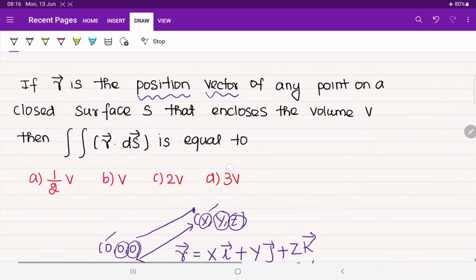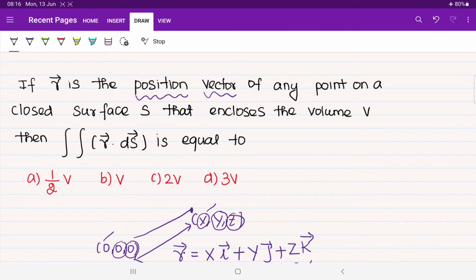Now we have some idea what a position vector is. The position vector of any point on a closed surface encloses the volume. Since it is a surface integral, that is a double integration. Line integration means a single integral, surface integral means area, that is a double integral, and volume means a triple integral. Now, which theorem interconnects a surface integral into a volume integral? That is the question.